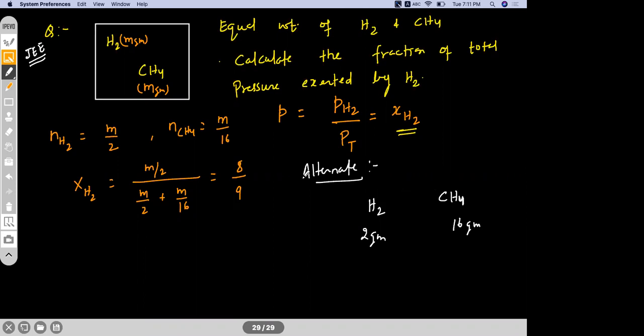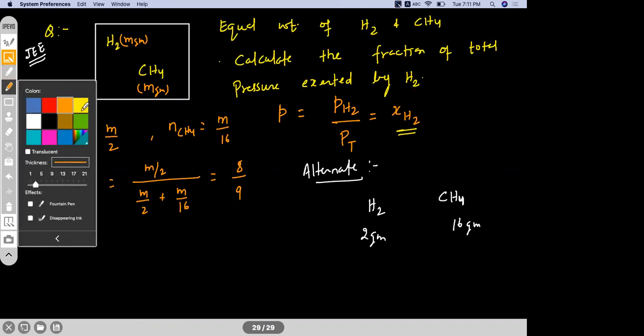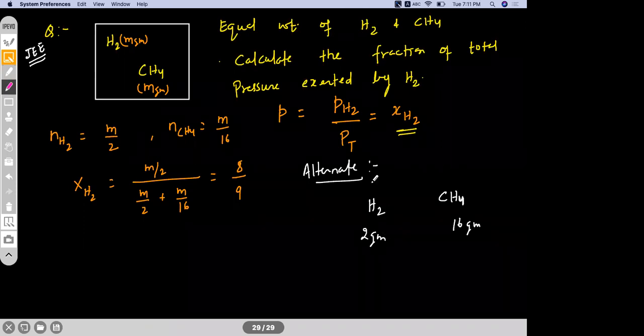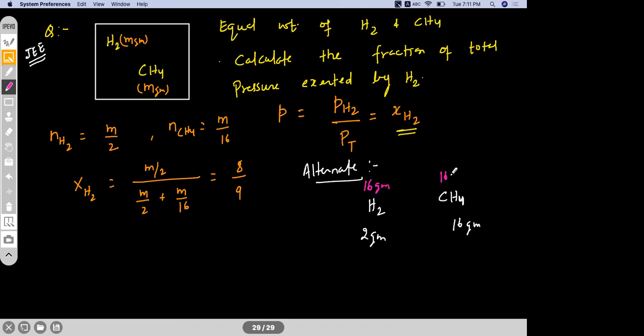You'll get the answer. But to reduce the time and get your answer in less time, what I'm telling you is that the assumption should be such that the mass you are taking should be a multiple of the molecular mass of the two gases. Most of the time, see, the 2 gram and 16 gram are multiples of each other. The one which is higher, that is 16 gram, you assume I have taken 16 gram of H2 and 16 gram of CH4. This you can assume.